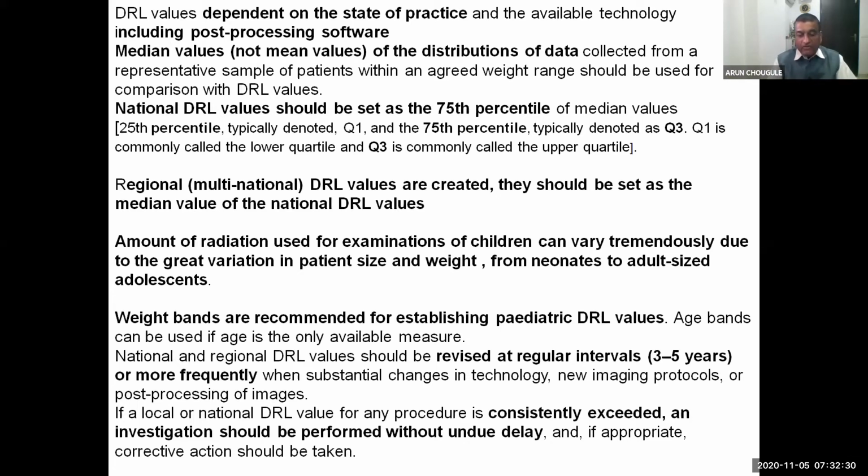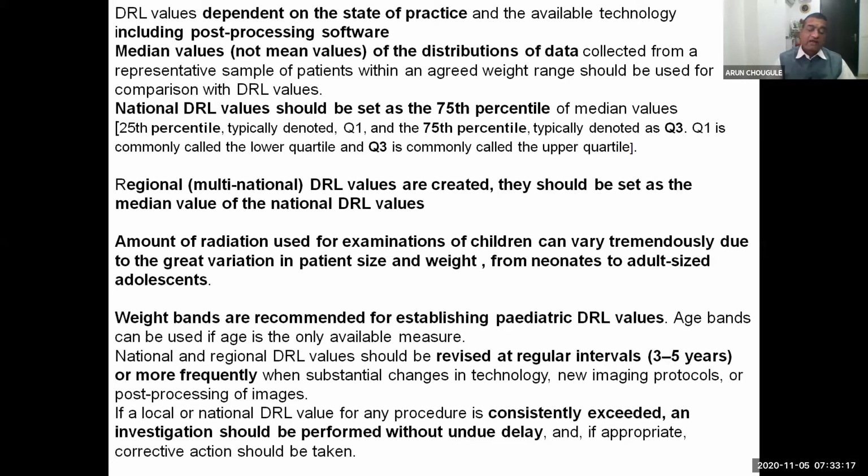Weight bands are recommended for establishing pediatric DRL values. Age bands can be used if age is the only available measure. National and regional DRL values should be revised at regular intervals, 3 to 5 years that I have mentioned, or more frequently when there is substantial change in technology. You have moved, for example, from conventional radiology to digital radiology, or image processing software, high-end processors, or even now artificial intelligence is coming into the diagnosis procedure. So that means the DRL should be revised again.